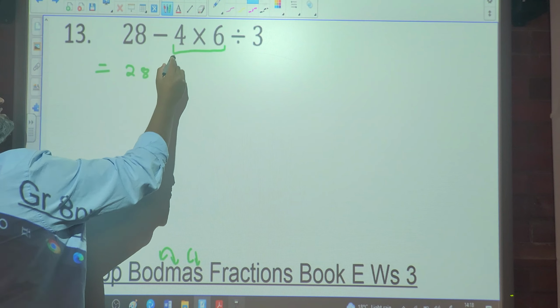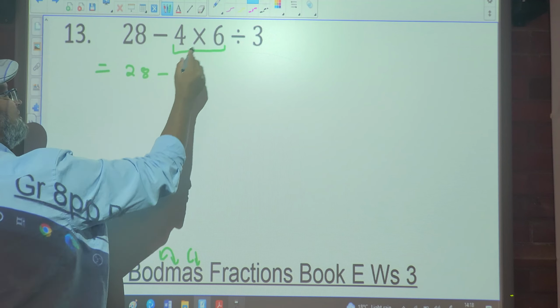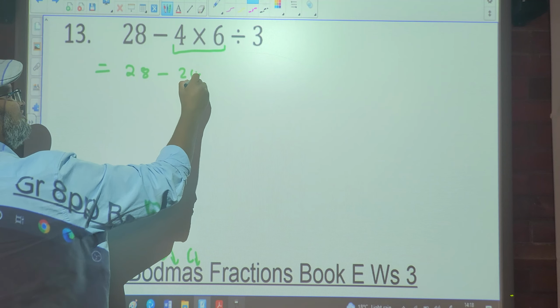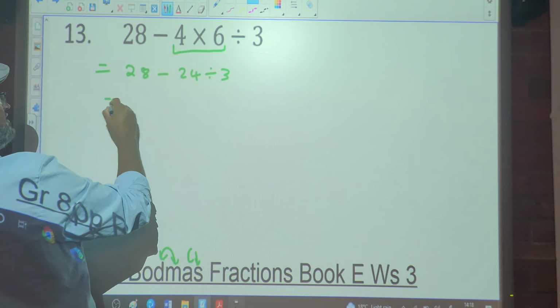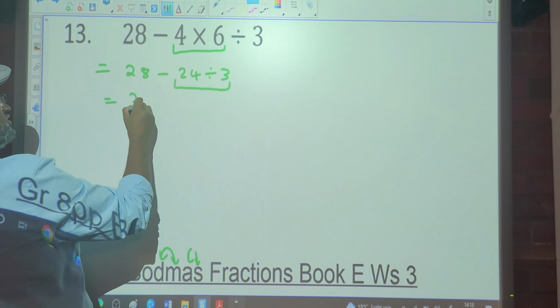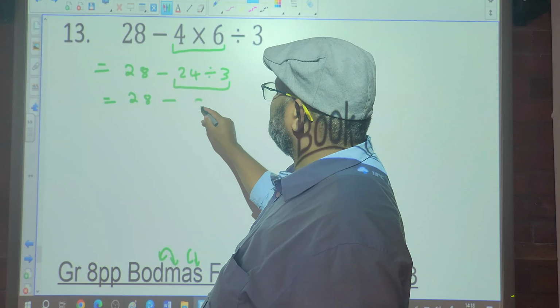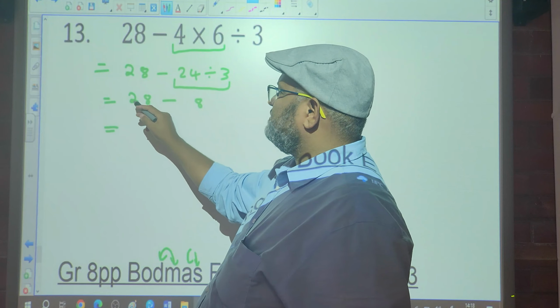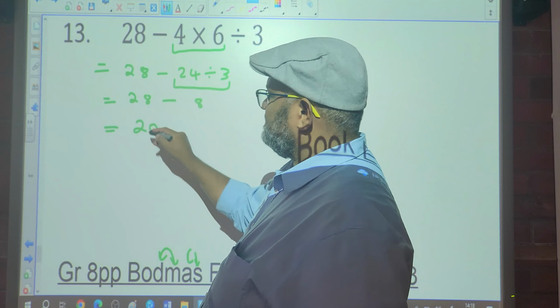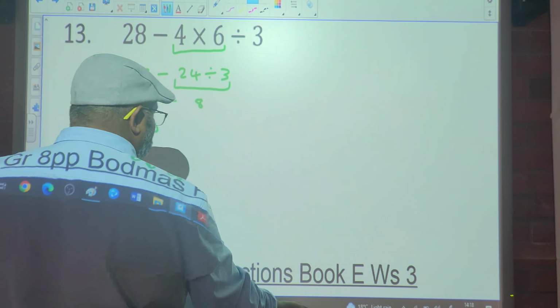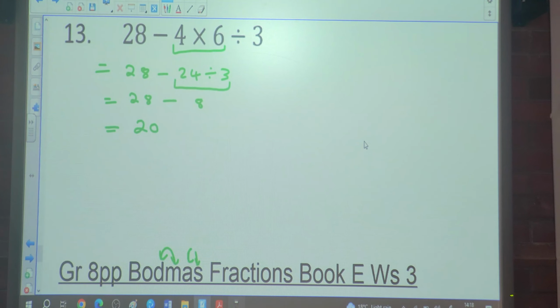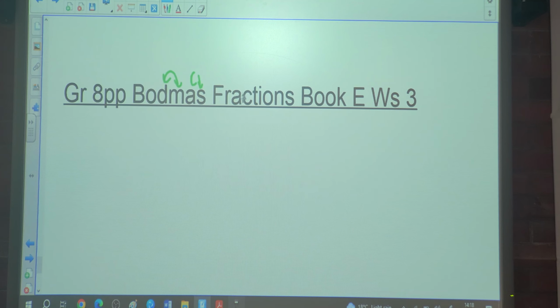So it's 28 minus, what's 4 multiplied by 6? 24 divided by 3. Now division first. So 28 minus 8. 28 minus 8 is? If you go on and divide it first, no problem. Yes, Michael? You did a division first, okay? You can do that as well. You got the same answer, correct?